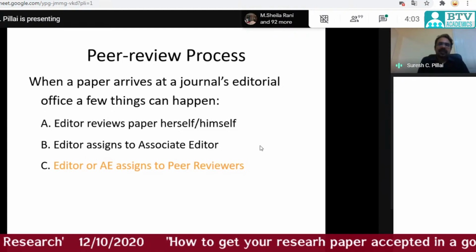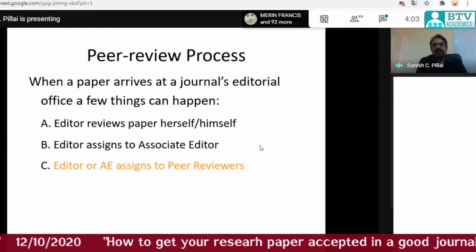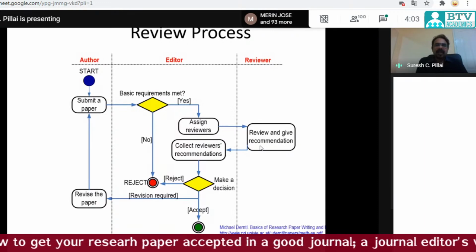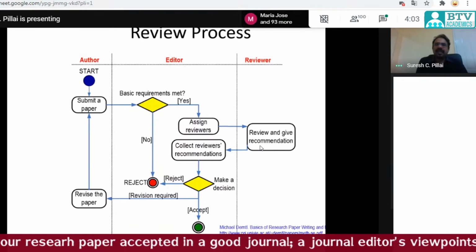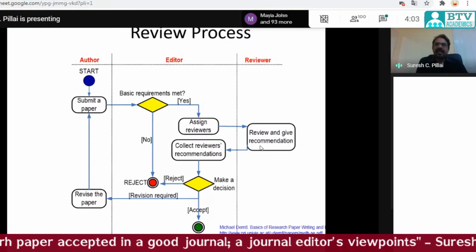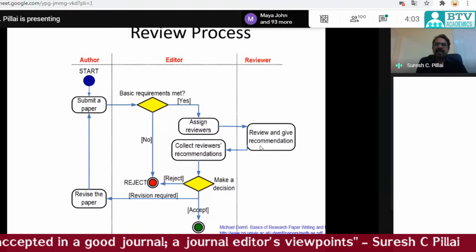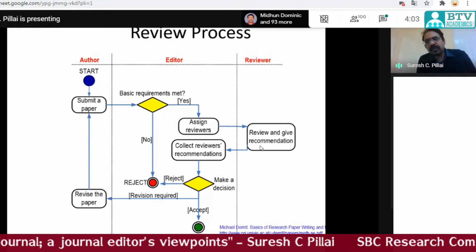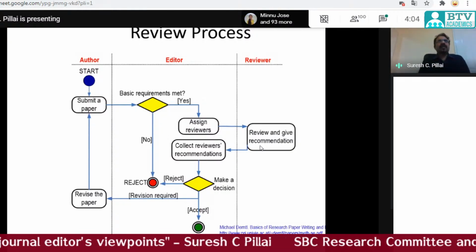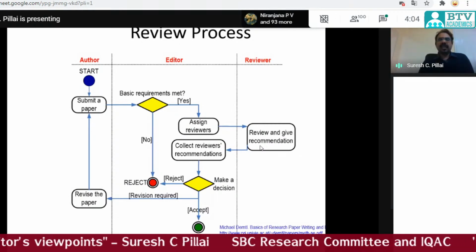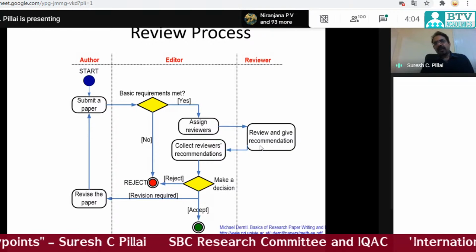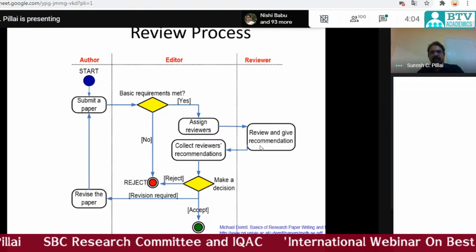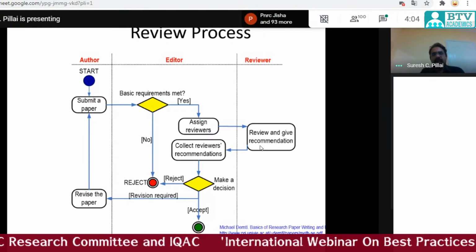And then the editor or associate editor assigns the paper to the peer reviewers. When you submit the paper, if it has all the basic requirements, the associate editor will assign it to reviewers and then collect the reviewers' recommendations. Usually they will go for 4 or 5 reviewers in many cases, and rarely it will go to 2 reviewers, but in most cases there will be 3 to 4 reviewers. In some cases there could be up to 6 or 7 reviewers. It depends on the journal, but generally there will be 3 to 4 reviewers.